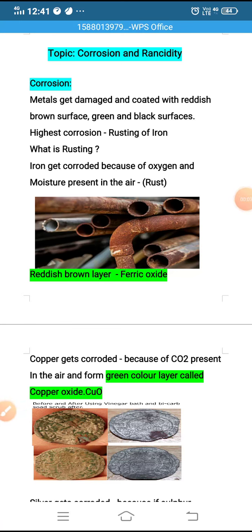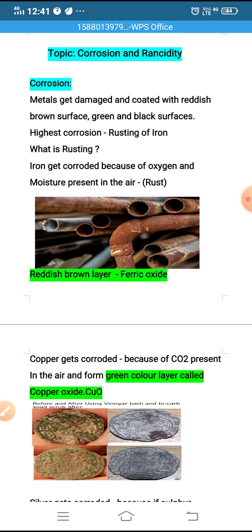Good morning, dear students. I have come up with another topic from the same lesson, chemical reactions and equations. And another topic is corrosion and rancidity, very simple topics and also the last topic of the same lesson.